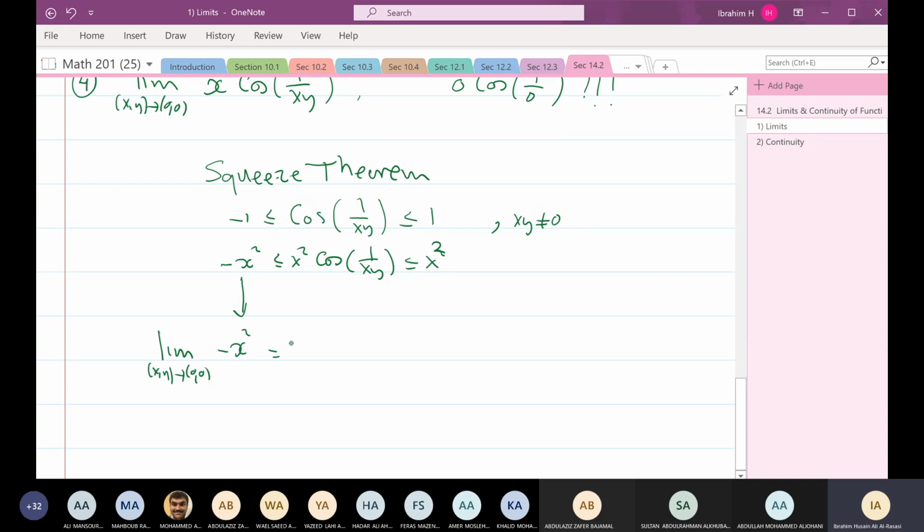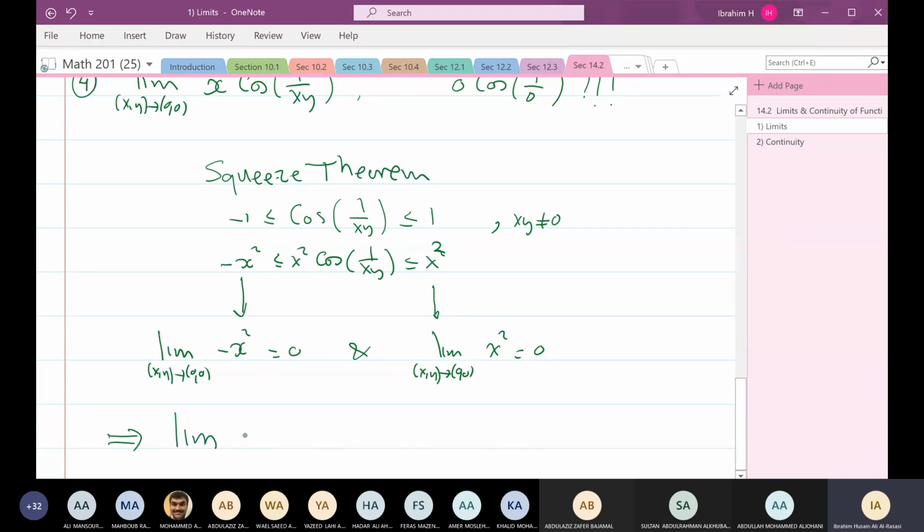I substitute x equal to 0, I get 0. And this one here, limit as (x,y) approaches (0,0) of x squared, again equal to 0. The squeezers approach the same value, 0. If they approach the same value, then the squeezed will approach the common value. This is the idea. This is the content of the squeeze theorem.